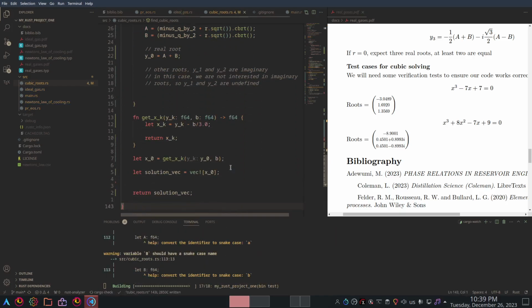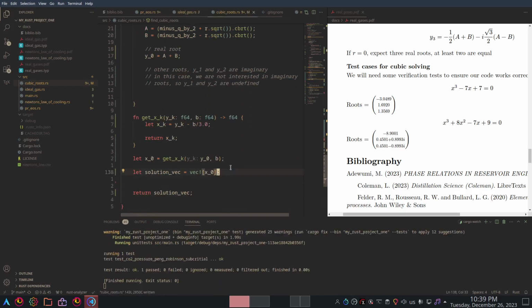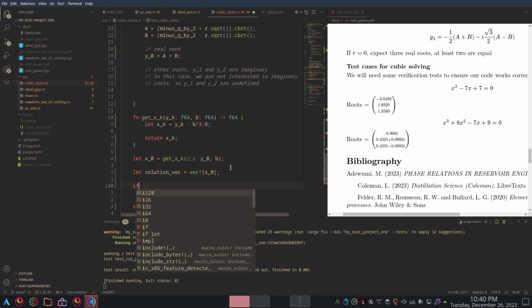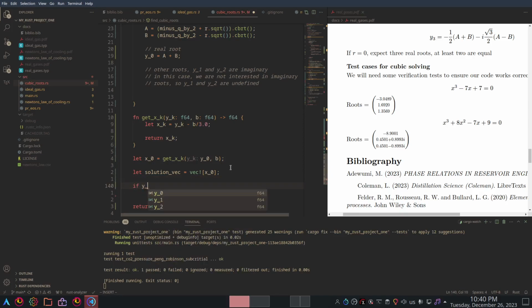So how do you check if y1 and y2 are undefined? Maybe you do if y1 equals a null value. That's how you do it in some other languages, but we don't want to do that.